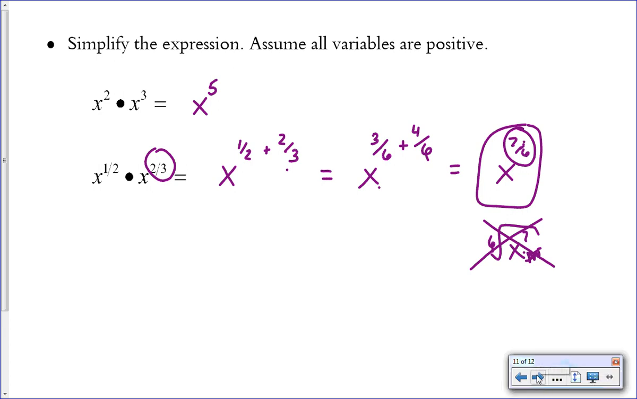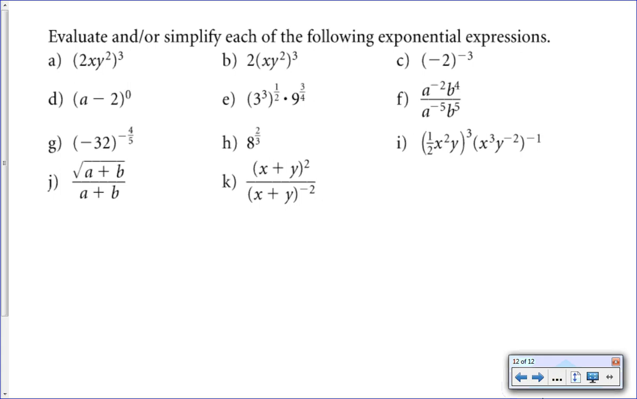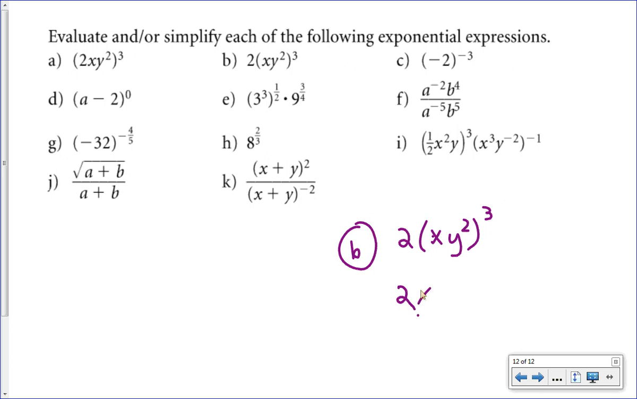Now let's see if we have some, we're not going to do all of these, but just some practice problems to help us on our homework. Let's see B here, because this is going to review what we went over in class. Okay, we've got 2 parentheses xy squared to the 3rd power. So here it's important to note that the 2 that's out front is not being affected by any of the powers. The exponent of 3 is coming into these parentheses and going on each factor. So x gets raised to the 3rd power, and y squared gets raised to the 3rd power. And there's nothing else I can do to simplify that further.